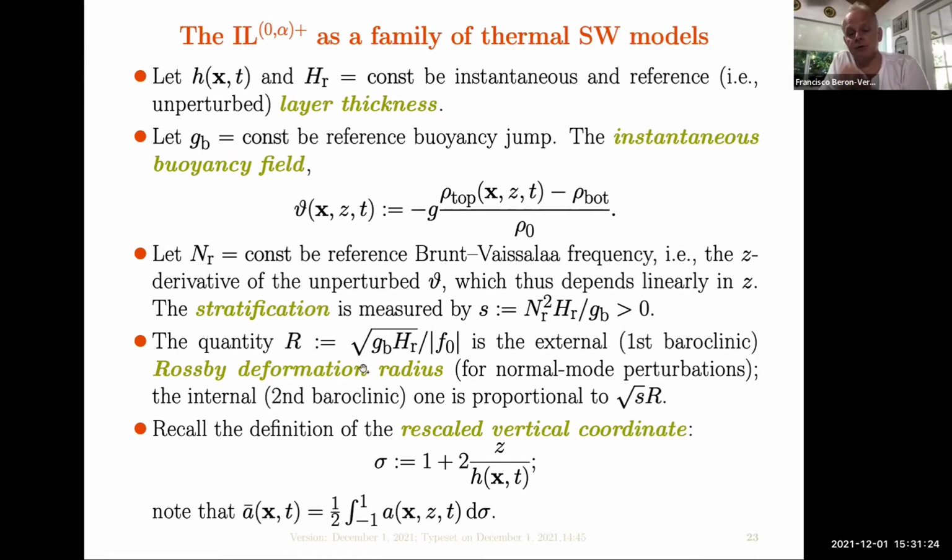And when this is small, we have two distinguished scales. R, which is the first baroclinic mode, or the external Rossby radius of deformation, and the square root of S times R is going to be the first internal radius of deformation. It's going to be actually the second baroclinic mode Rossby radius of deformation. And instead of using z as a vertical coordinate, you use sigma. It was introduced by Peter Rhines for taking averages. So we just take the integral from minus one to one instead of going from minus H to zero. The top is a horizontally rigid boundary.